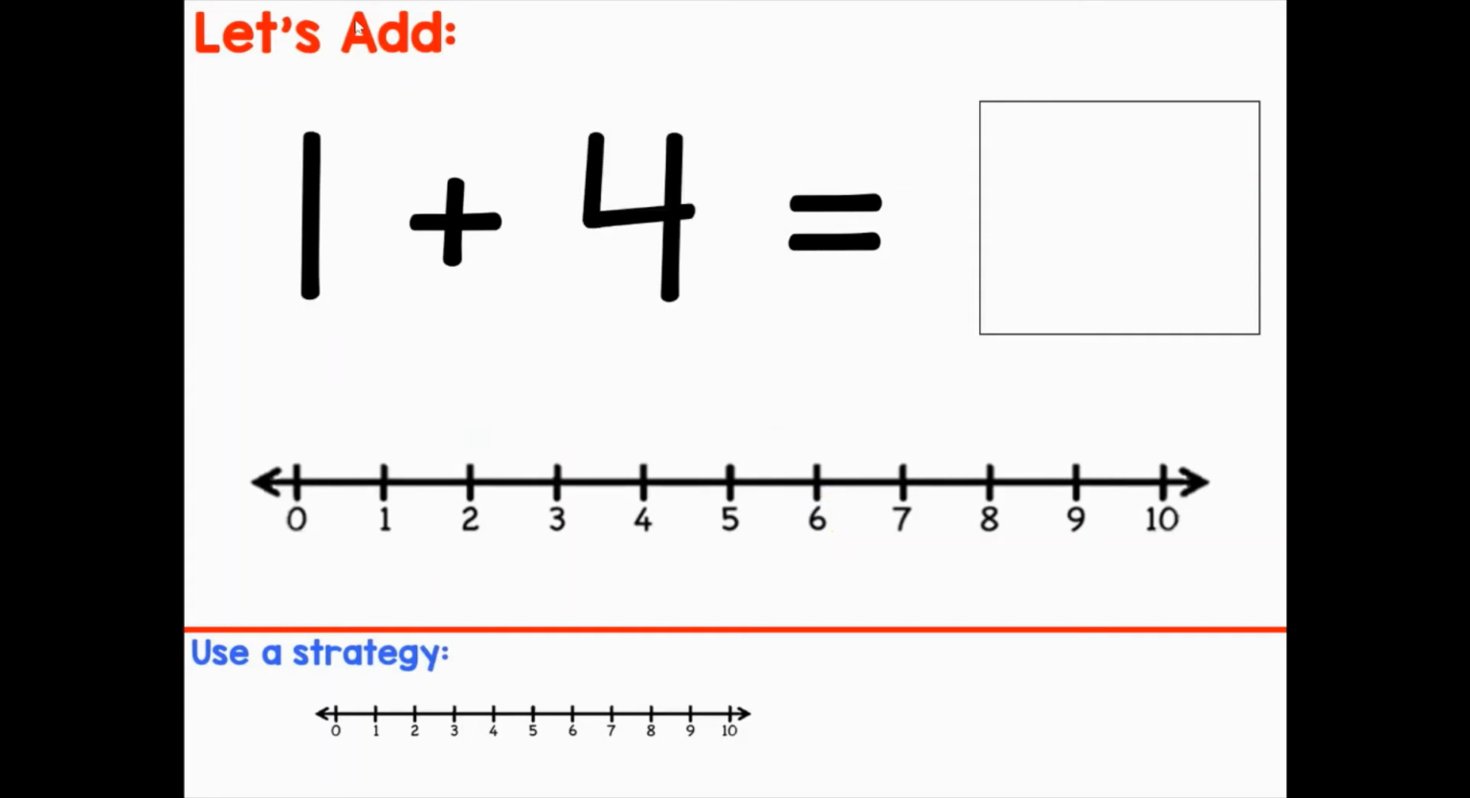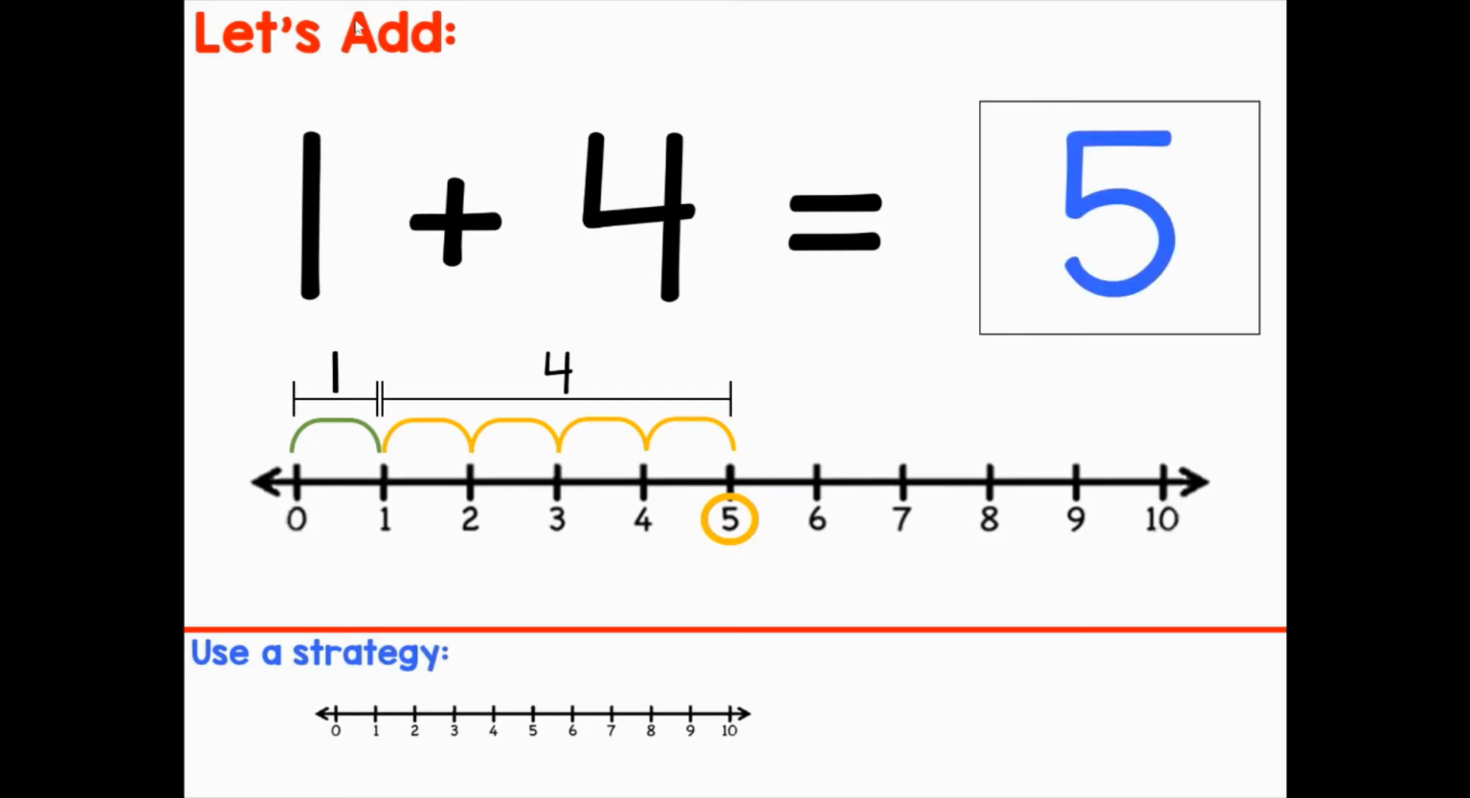Let's do it again. 1 plus 4 is my number sentence. I'm looking at that number 1, which means I'm going to make 1 hop. And then I'm looking at my second number, and that tells me that I need to make 4 more hops. 1, 2, 3, 4. Now that I did 4 hops, I've landed on what number? That's right. I landed on the number 5. 1 plus 4 equals 5.